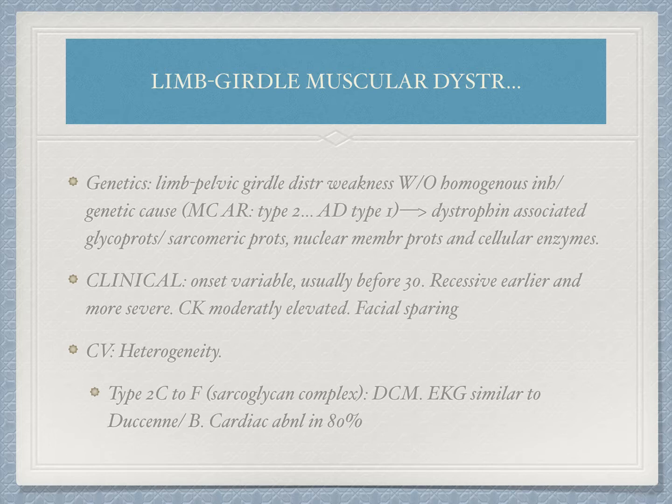That's why you see no face or facial in the name of this disease. It's limb-girdle. Cardiovascular, there's heterogeneity. There's different types of this disease. Type 2, C to F produce dilated cardiomyopathy and EKG findings similar to Duchenne.